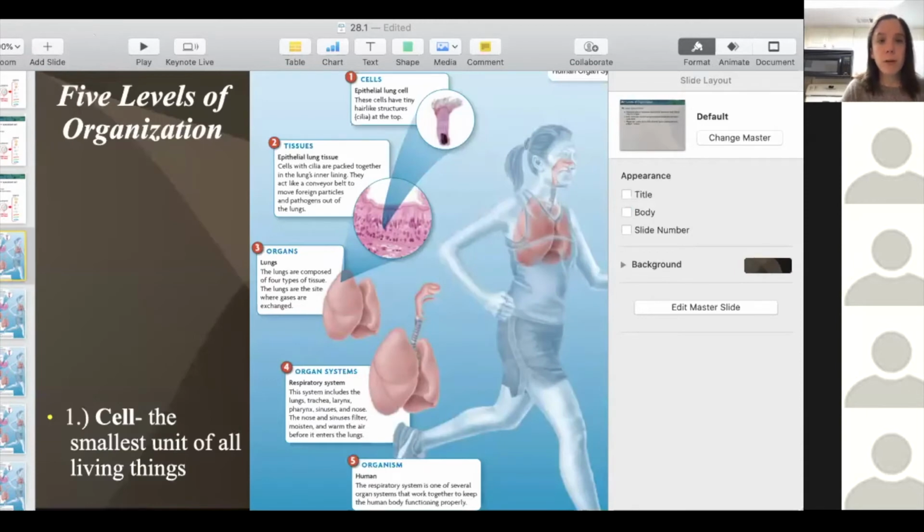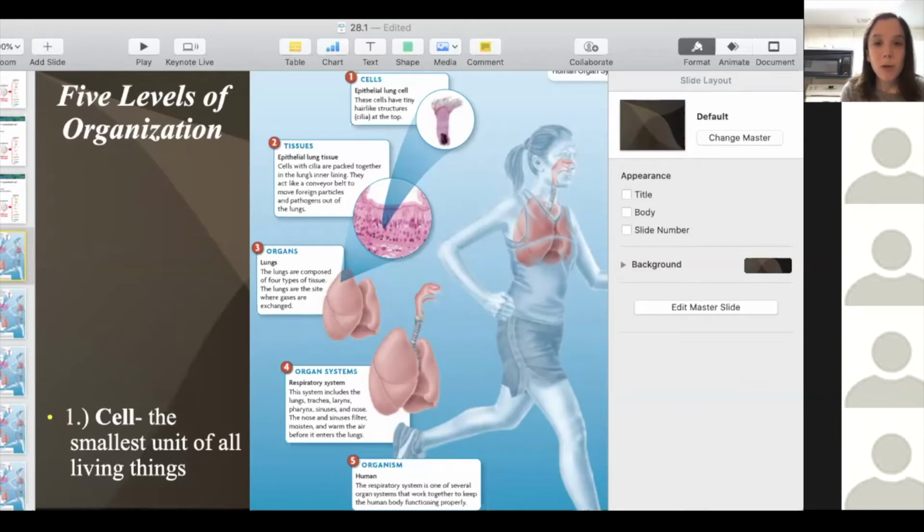We're going to go through the 5 levels of organization in the human body. Well, actually, not just humans, it also refers to animals and plants. So the first and smallest level is a cell. A cell is the smallest unit of all living things.